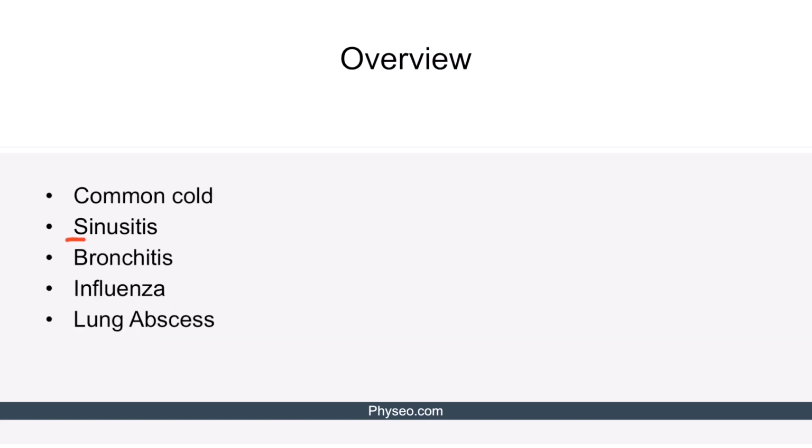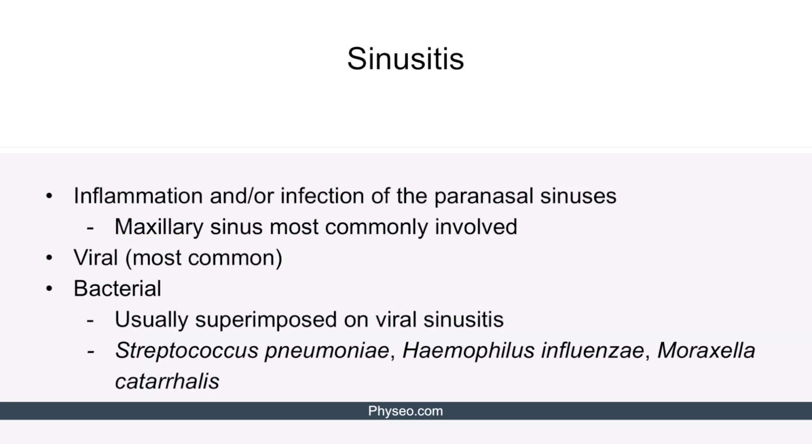Next, we'll discuss sinusitis. Sinusitis is the inflammation or infection of the paranasal sinuses, which include maxillary, frontal, ethmoid, and sphenoid sinuses. Maxillary sinus is the most common sinus involved, one important reason being its drainage against gravity. Viral sinusitis is the most common form of sinusitis. Bacterial sinusitis usually occurs as a superimposed infection on viral sinusitis.